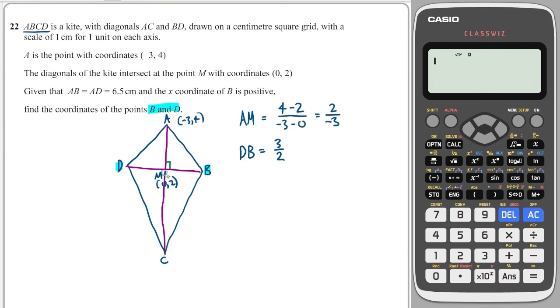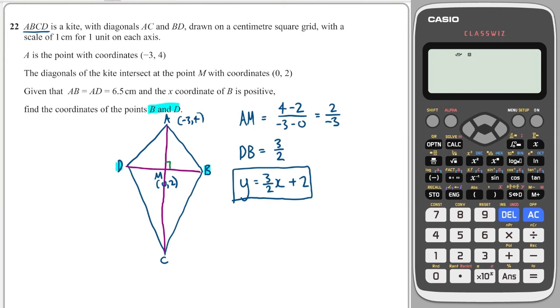We also know that M is on this line, so I can get an equation of the line: y equals 3 over 2x, and then in fact M is quite conveniently (0, 2), which is the y-intercept, which means we just need to plus on 2. So that's the equation of BD.